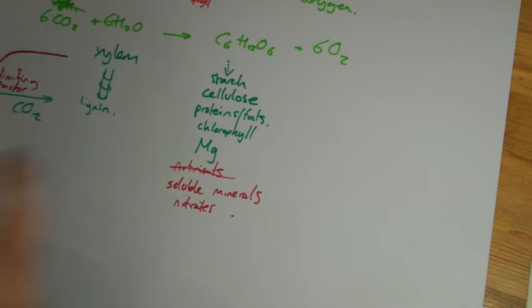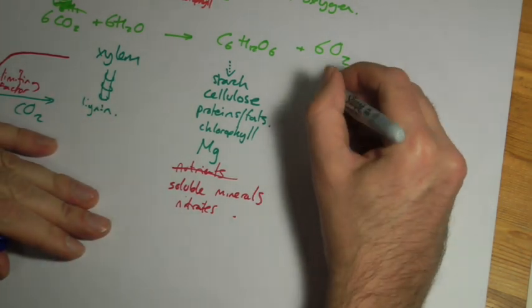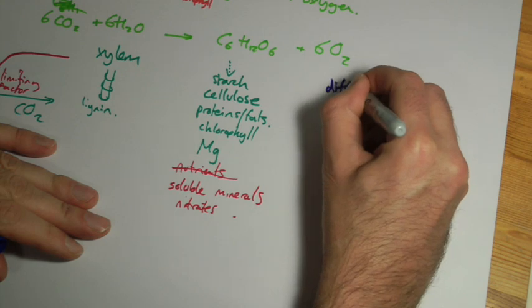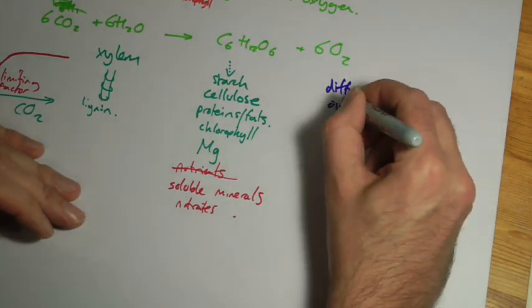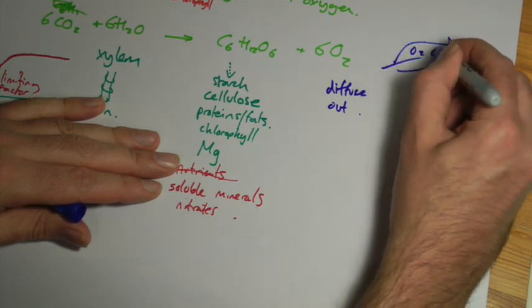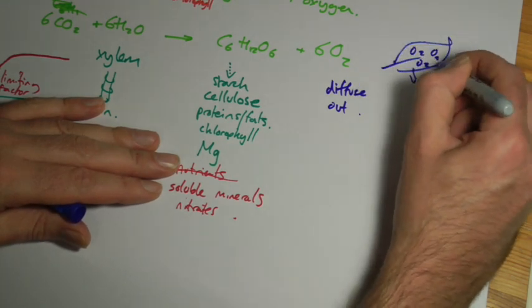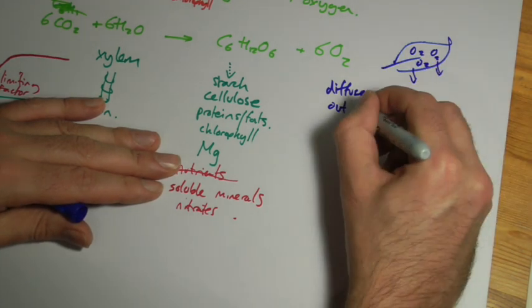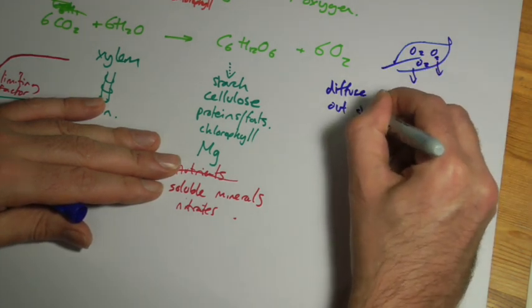Oxygen, similar to the carbon dioxide. Oxygen will diffuse out of the plant, because if you're making lots of it inside the leaves, you're building up the amount of oxygen in the leaf. There's all our O2, and it diffuses out again through the stomata, assuming the stomata are open. Okay.